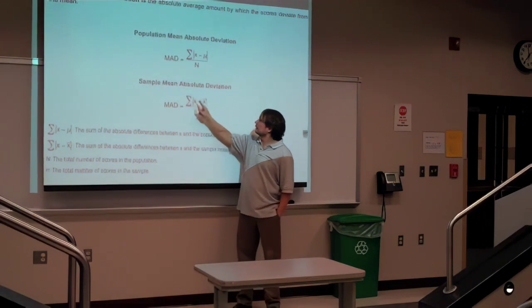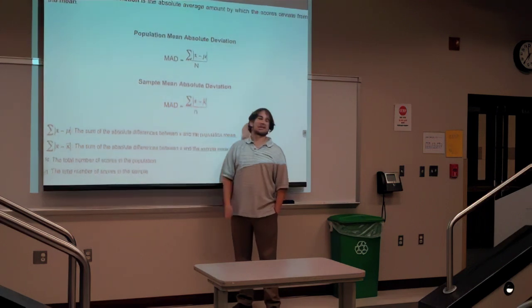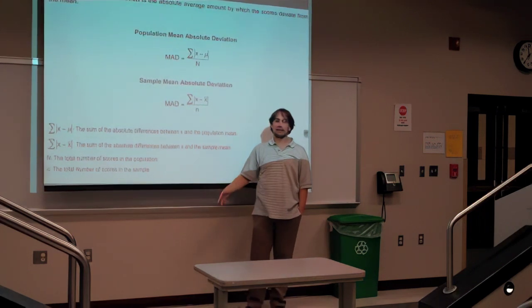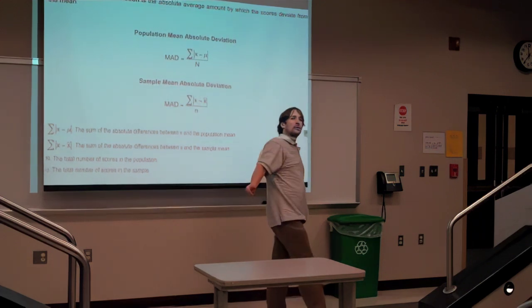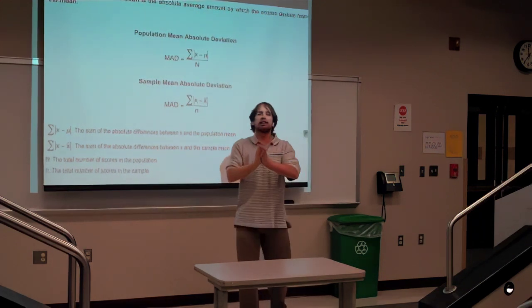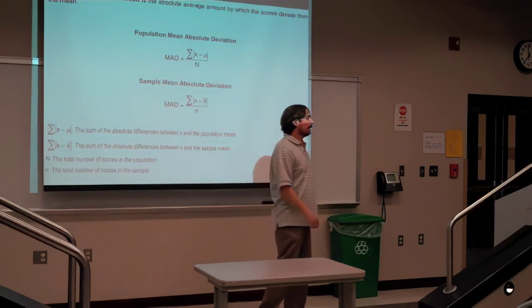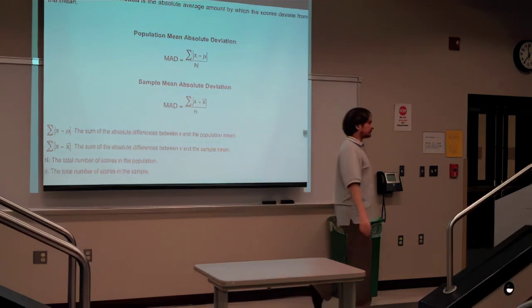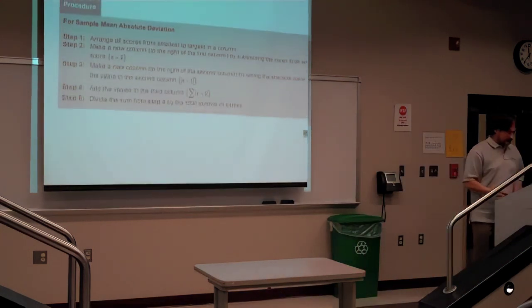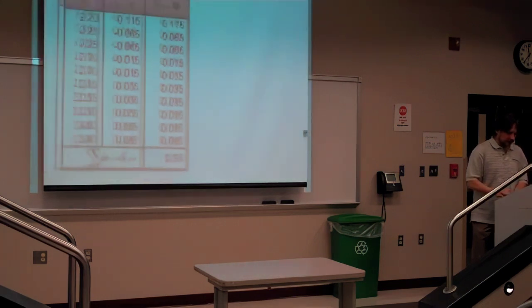So we take the score, we subtract the mean, we make it positive, we add it to the next score minus the mean and so on. Once we summed all those up, we just divide by the total number of people in the room, and this will give us an indication of how spread out the blob is. Alright, this might seem intimidating, but I'm going to show you an easy way of solving it. Here's the procedure for how to do it, but let me show you in a table first.